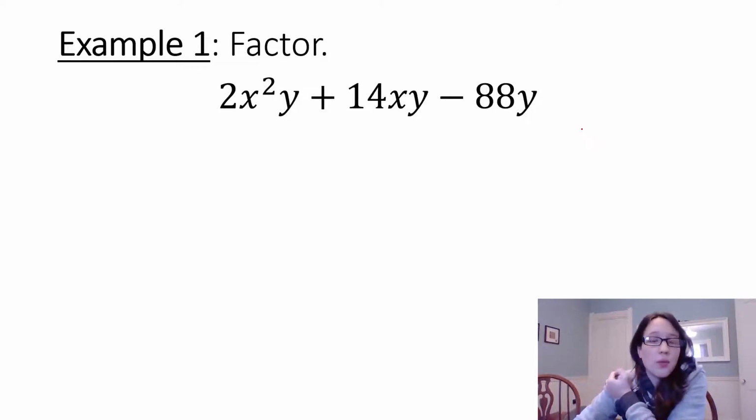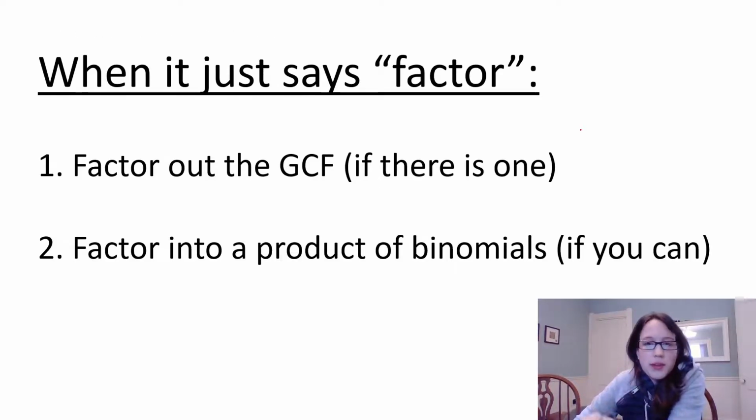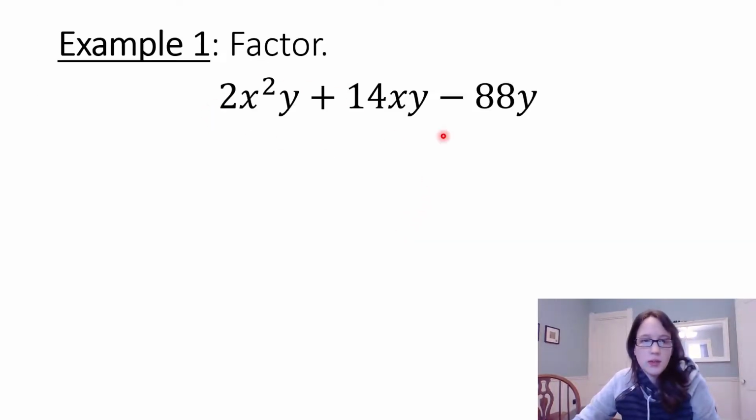Okay, so example 1, we need to factor. So we're going to follow those 2 steps that we just talked about. Step 1, we're going to factor out the greatest common factor if there is one, and then step 2, we're going to factor further if we can. So do you see a greatest common factor here? Hopefully you do. Looking at the constants, I see that they all can be divided by 2. And then I also see that each term has a y in it. So my greatest common factor here is 2y. So I'm going to start by factoring out a 2y.